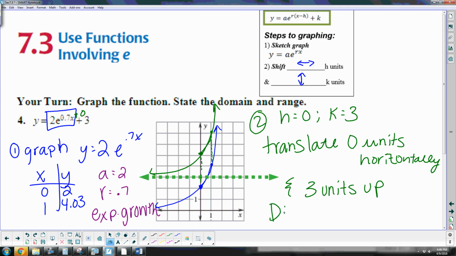So we can identify our domain, all real numbers, and our range is y is greater than 3, because that graph stays above that asymptote of y equals 3. Domain is all real numbers, range is y is greater than 3.